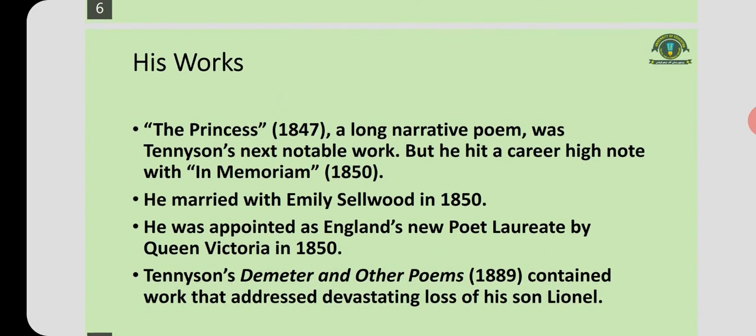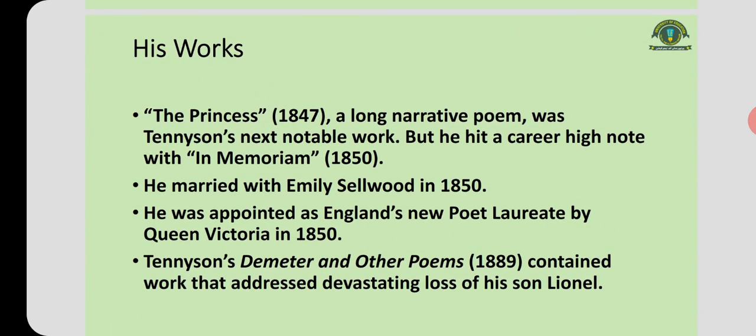And now we continue with his works. The Princess was written in 1847. That is a long narrative poem. It was a notable work, but his career-best poem, which was always beneficial for Tennyson and made him famous, was In Memoriam, which was written in 1850.